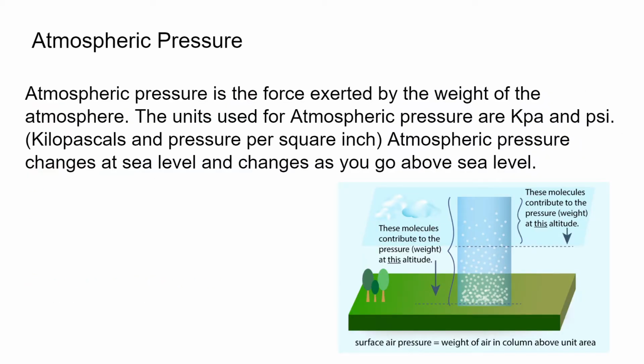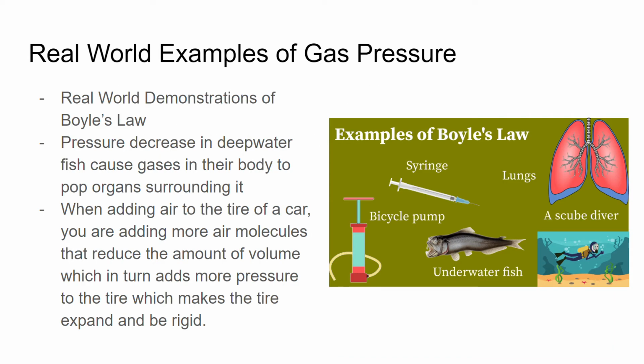Next, we have what is atmospheric pressure. Atmospheric pressure is the force exerted by the weight of the atmosphere. The units used for atmospheric pressure are kPa and psi, kilopascals and pounds per square inch. Atmospheric pressure changes at sea level and changes as you go above sea level, which we will talk about in some examples. So, real-world examples of gas pressure.